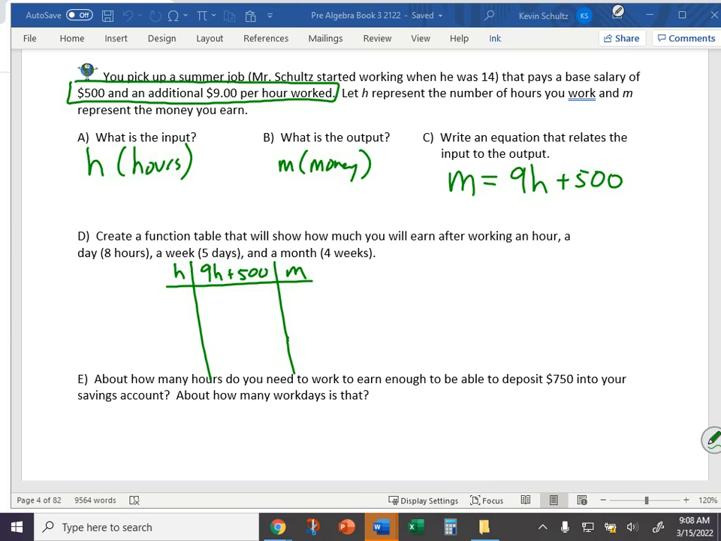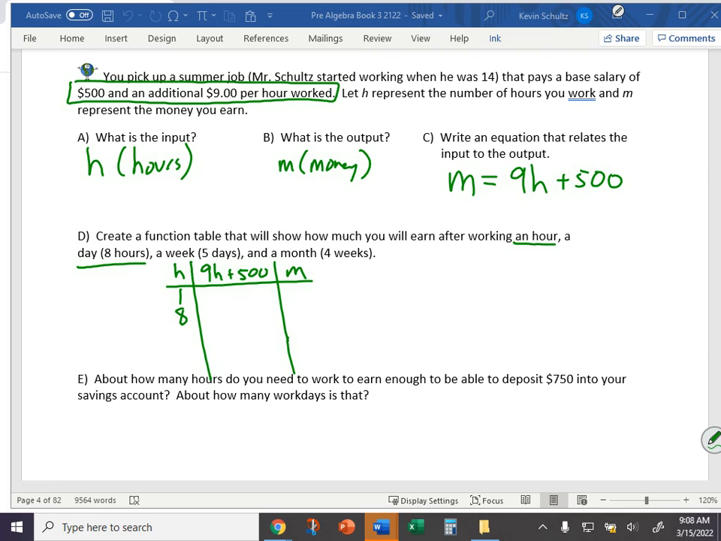But what inputs are we using here? It says create a function table that will show you how much you'll earn after working an hour. What number am I putting in for my H for my first row? 1. 1 hour work. Okay. How about if you work a day, which is 8 hours, a work day, typical. What number am I putting in for the input there? 8, right? Not 1 for 1 day. Our unit is in hours, so it needs to be in hours.